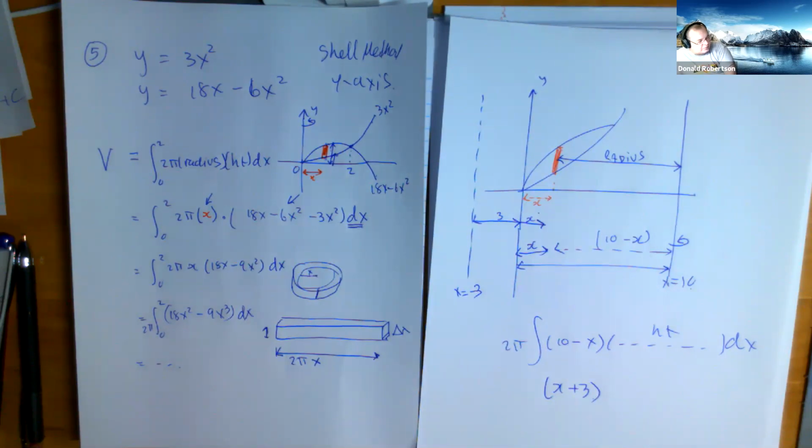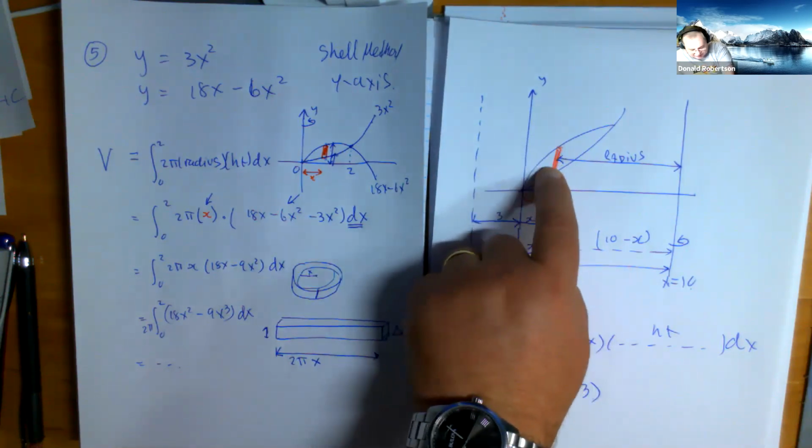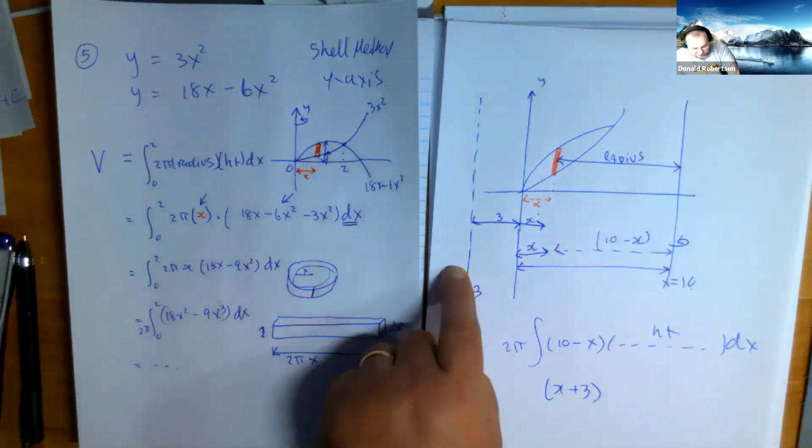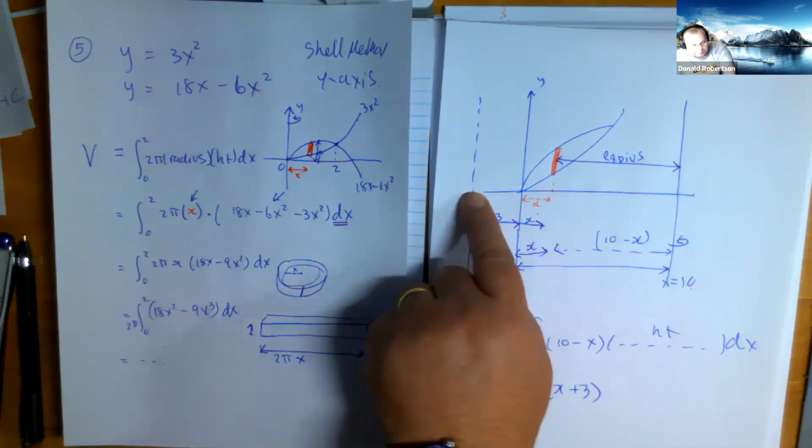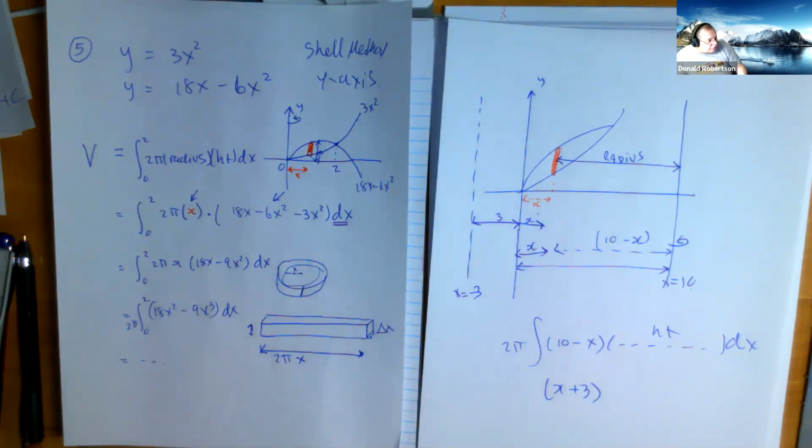So your job is to find the distance from the rectangle to the axis of rotation. In this case, it's going to be just an x. It could be x on its own, could be x plus 3, could be 10 take away x, but only an x. No x squareds, no x cubes. That ain't going to happen.